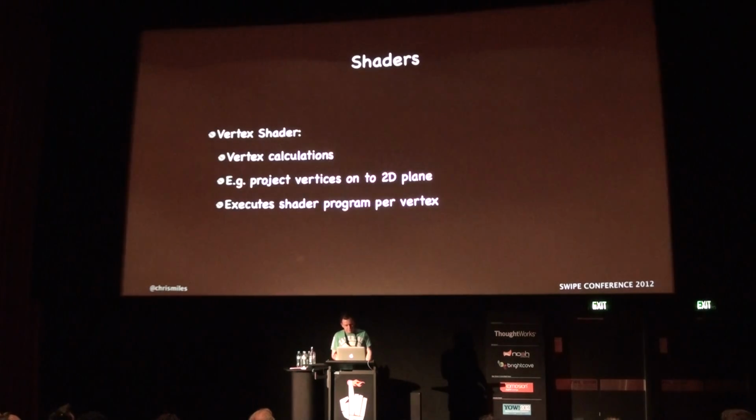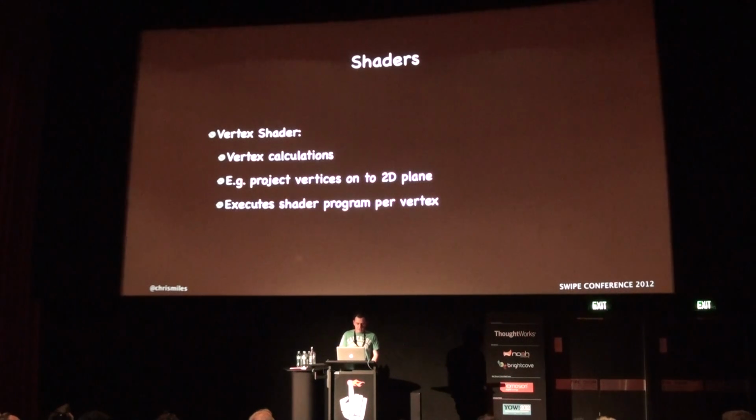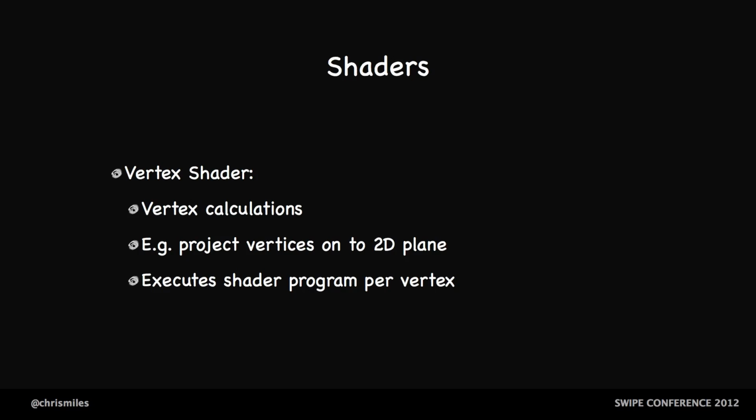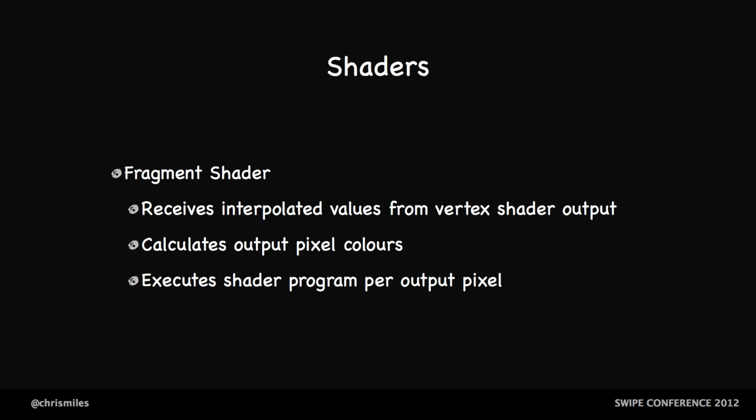All right, so just revising those things on shaders. The vertex shader performs the vertex calculations, for example, projecting vertices onto the 2D plane, and it executes a shader program that we give it once per vertex. The fragment shader receives interpolated values from the output of that vertex shader. One of its jobs is to calculate the output pixel colors, and it is executed once per output pixel.